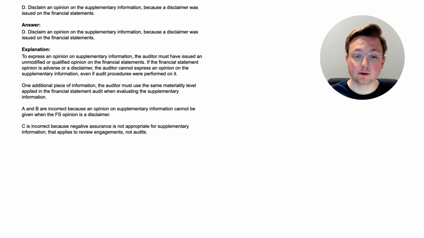And then option C is incorrect because negative assurance is not appropriate for supplementary information. That applies to review engagements, not audits. And we've talked about review engagements in a couple of videos. With that, let's go to the next question.